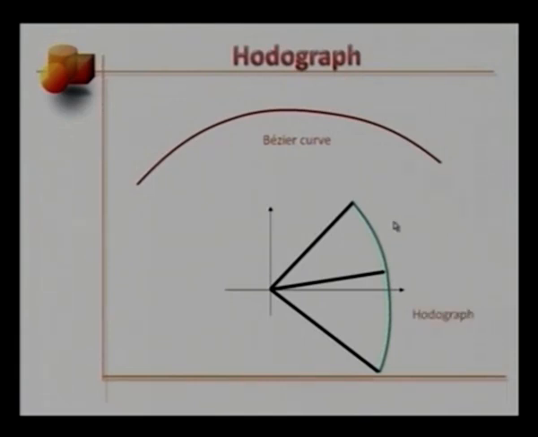In any other case, I could have moved these three vectors anywhere else I would have wanted. What am I suggesting? That this green curve, the hodograph, is not unique.